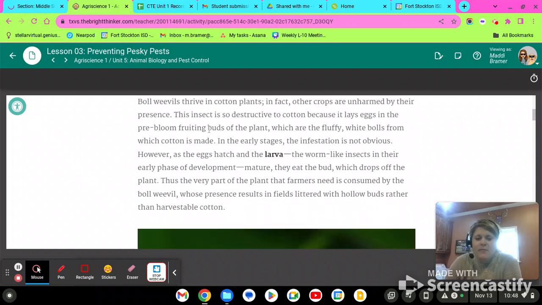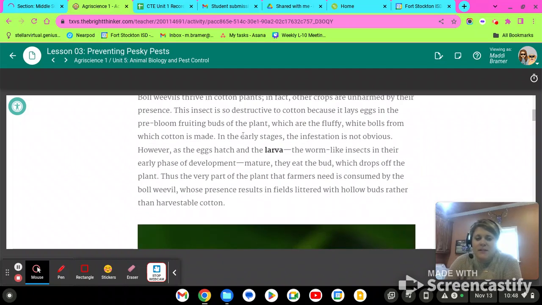So this infestation was terrible. They thrive in cotton plants. And really, they didn't affect other crops as much, but cotton was what they devastated, which, if you know anything about agriculture in the southern United States, we have a lot of cotton, right? Texas grows a lot, Arkansas, even Alabama, and places like that.